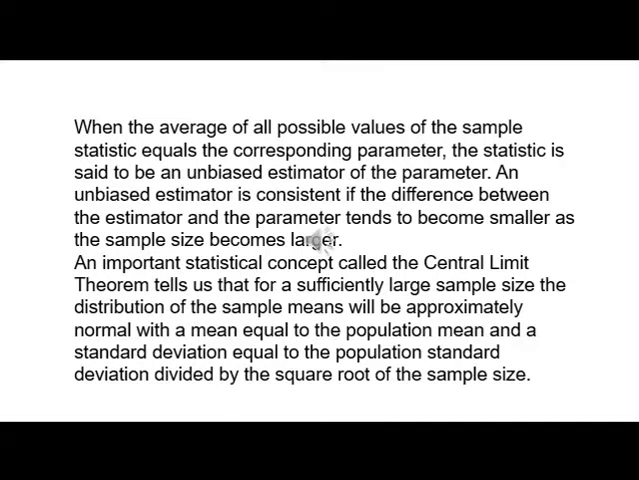When the average of all possible values of the sample statistic equals the corresponding parameter, the statistic is said to be an unbiased estimator of the parameter. An unbiased estimator is consistent if the difference between the estimator and the parameter tends to become smaller as the sample size becomes larger.